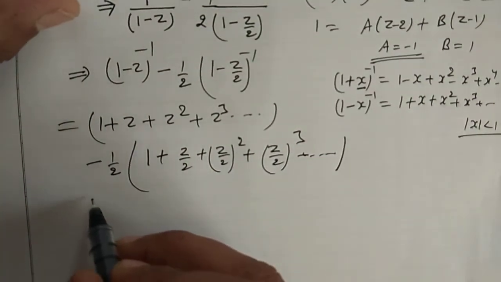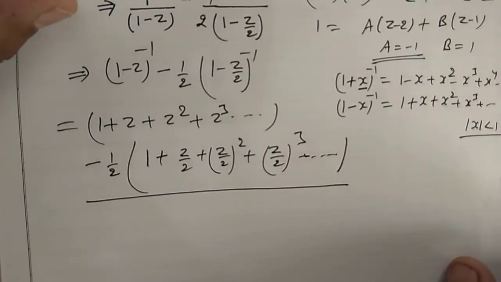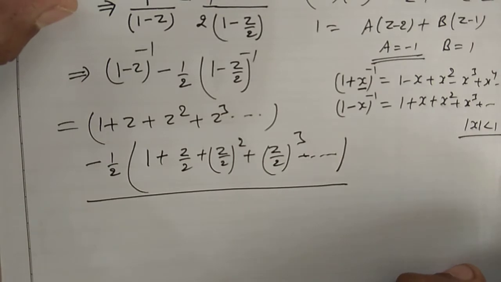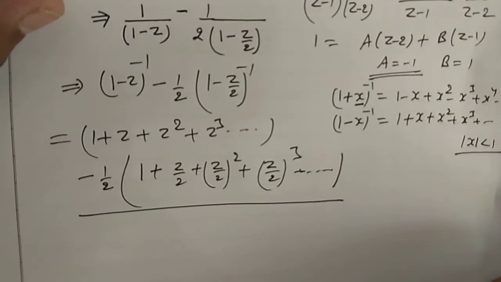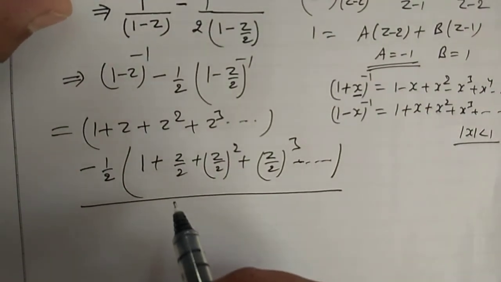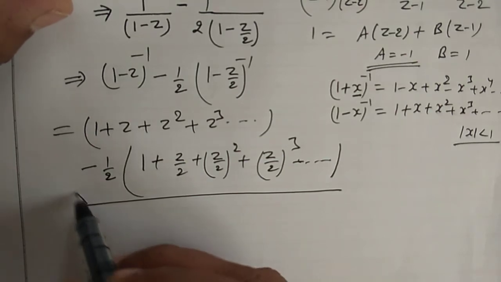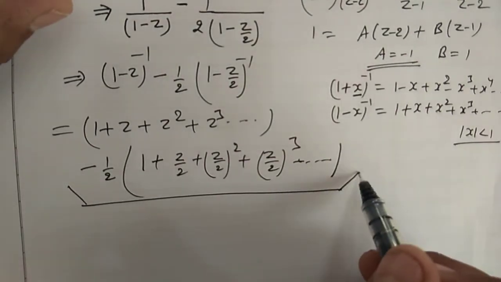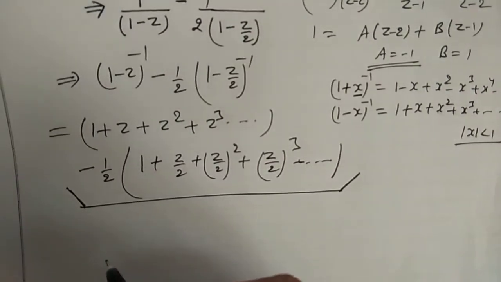So this is the Laurent series of f(z) in the region 0 < |z| < 1. If you see carefully, here we have only the analytic part. The principal part is 0. It means this function is analytic throughout that region.